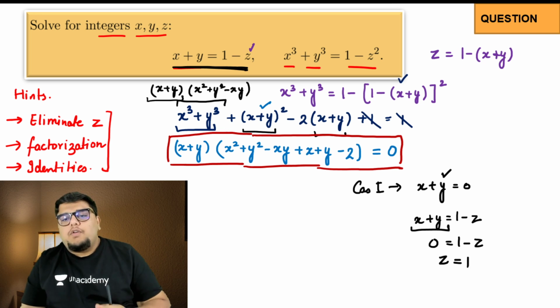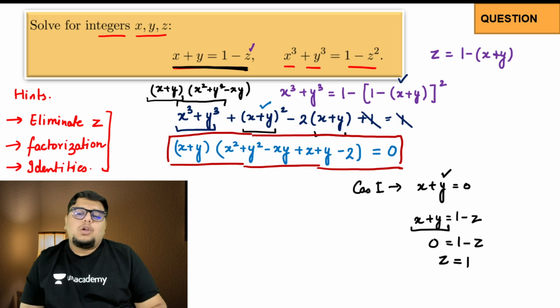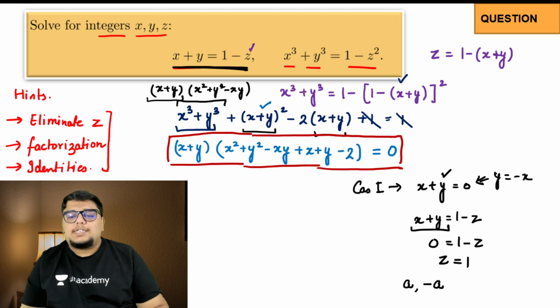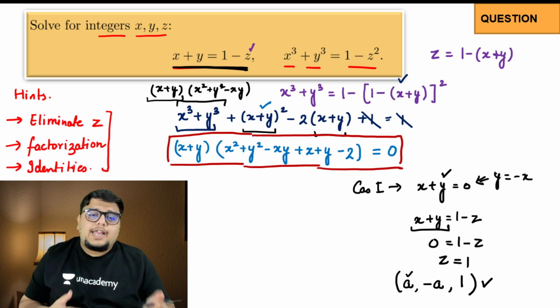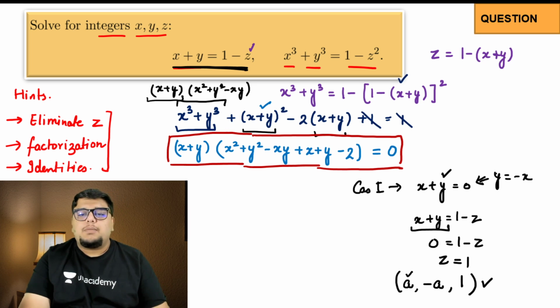So one solution for this particular equation could be, if I take the value of x to be some number, let's say a, then the value of y could be minus a, right? Because you can say that y is equal to minus x if x plus y is equal to 0. So if value of x is some integer a, then the value of y will be minus a and the value of z would be 1. So this is the first solution that I can get. Remember, this is only for case 1. The other case could be case number 2. Let's go to case number 2.